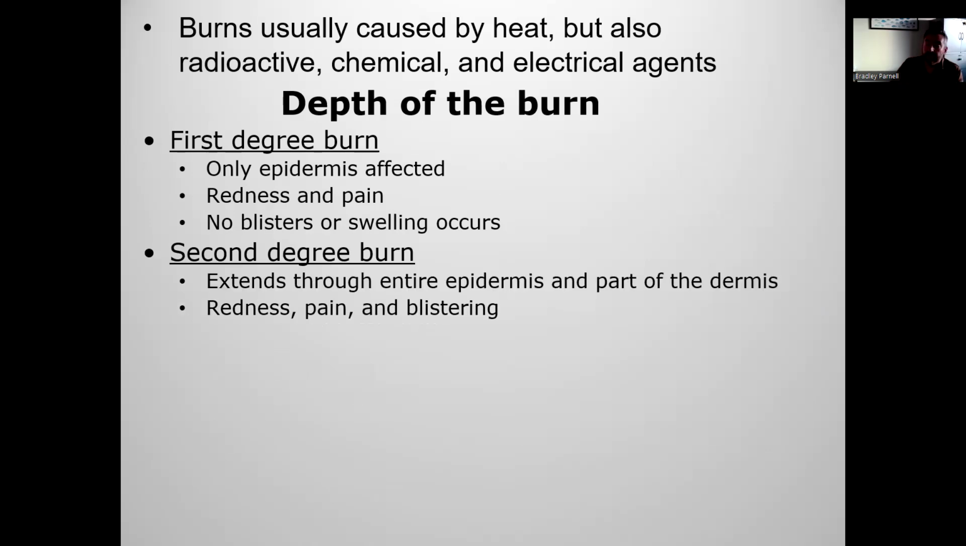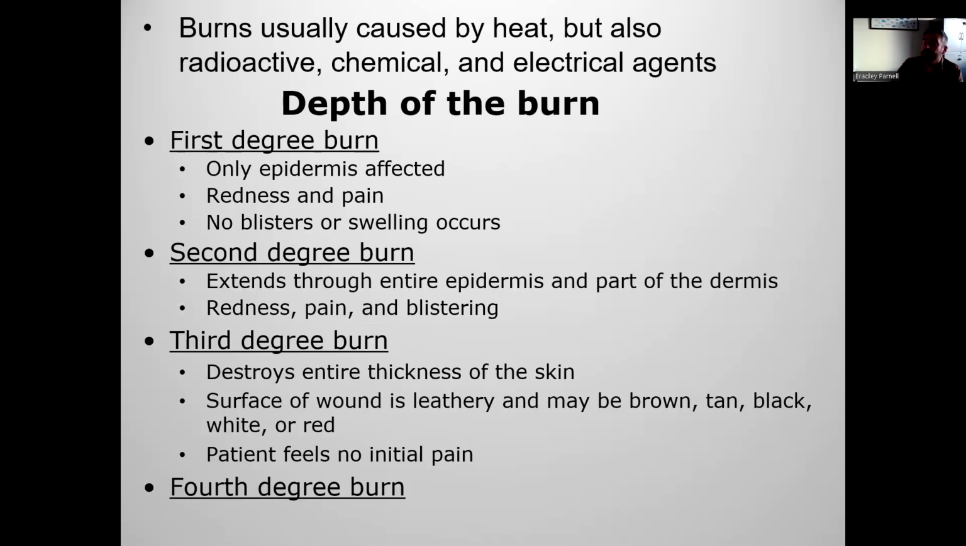The last thing in this chapter is about burns. With burns, we talk about burns based on the depth of the burn. That's how we classify them. First degree burns are a burn of just the epidermis. Usually a mild sunburn is a first degree burn. Only those top couple layers of cells are affected. And so there's no blistering and usually no swelling.